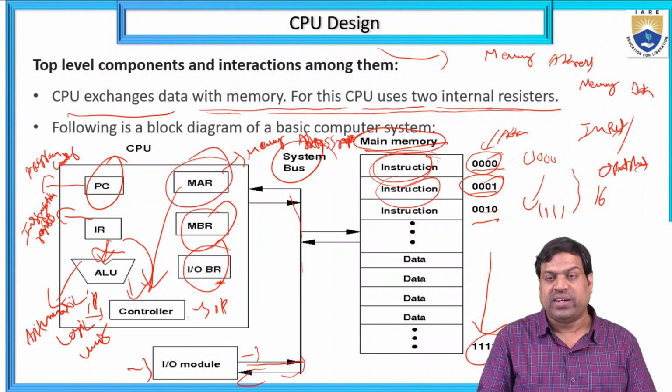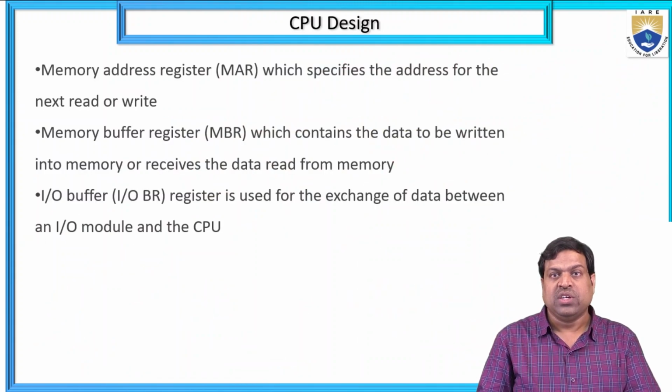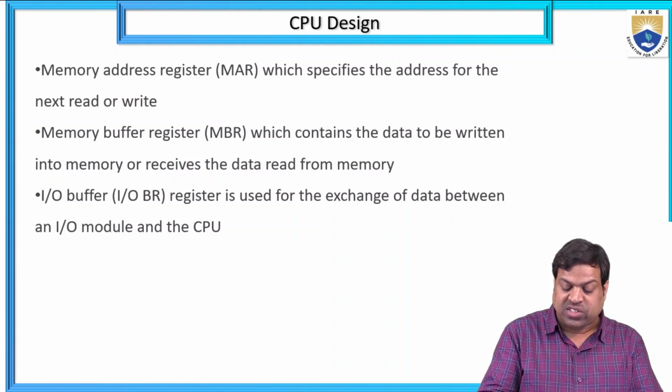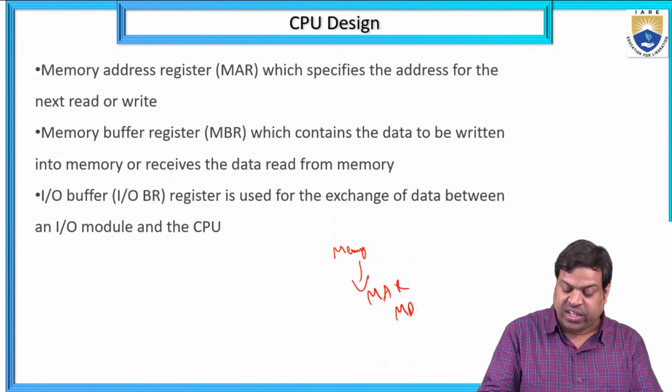That is the memory address register. Every memory contains address and data, that is a memory address register and a memory data register. The memory address register specifies the address for the next read or write operation. The memory buffer register, MBR, contains the data to be written into memory or receives the data read from memory. The input output buffer register, IOBR, is used for exchange of data between the input output modules and the CPU. So already we discussed that for every memory we need a memory address register and a memory data register.